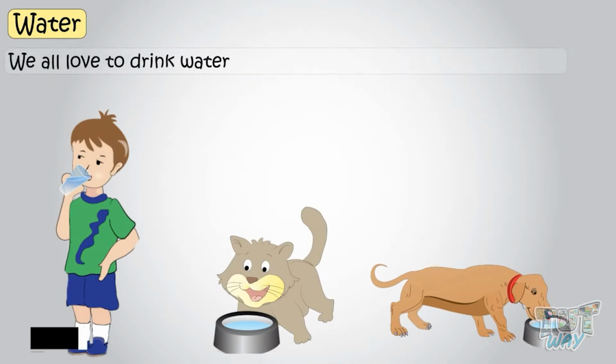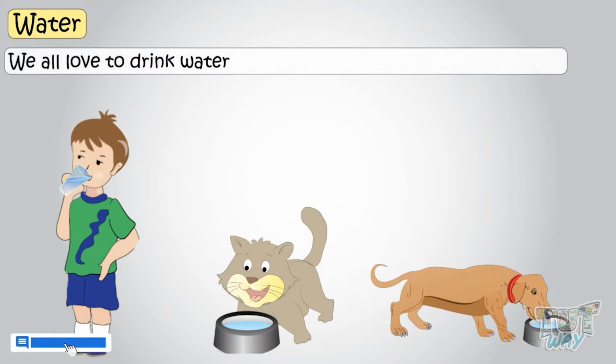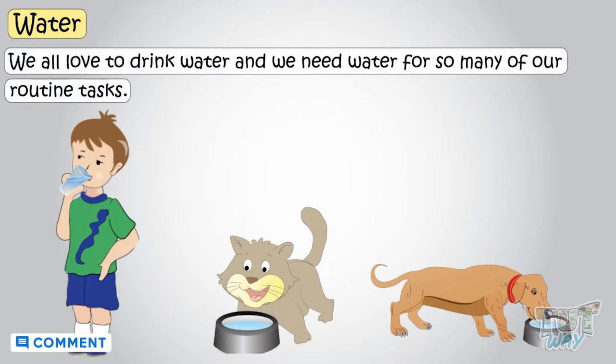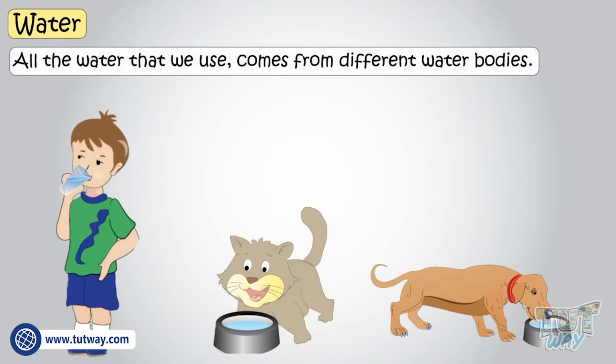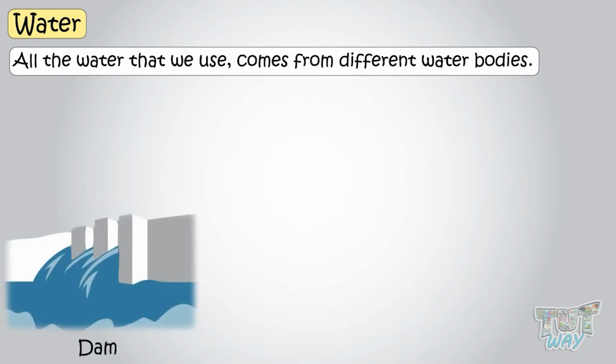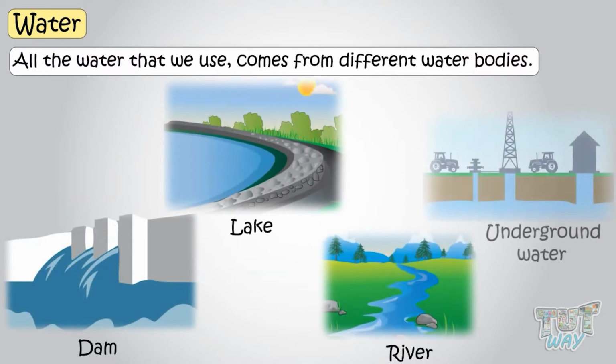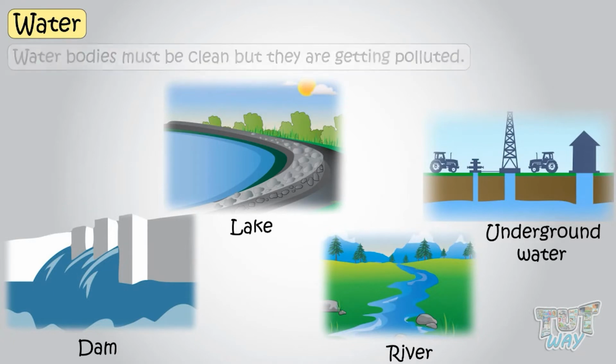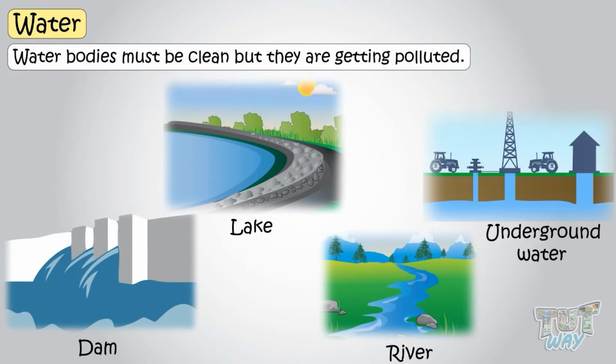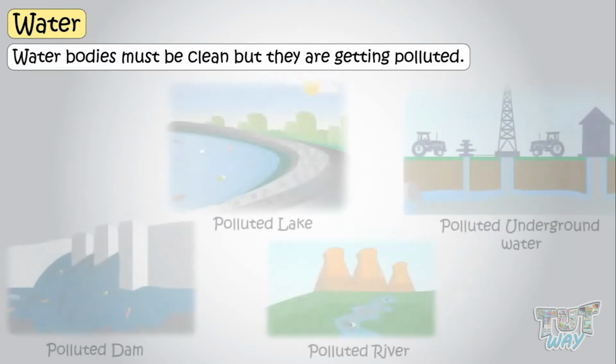We all love to drink water, and we need water for so many of our routine tasks. All the water that we use in our home for various purposes comes from different water bodies. It can be a dam, lake, river, or even underground water. So water in water bodies must be clean, as we all need to use that. But very sad, but true, that this water is getting polluted.